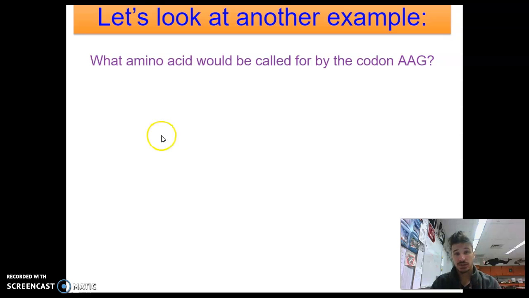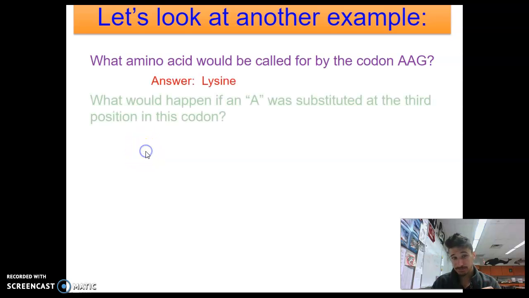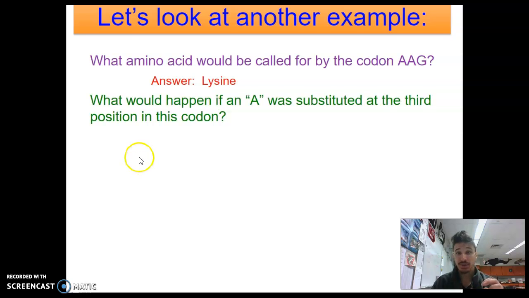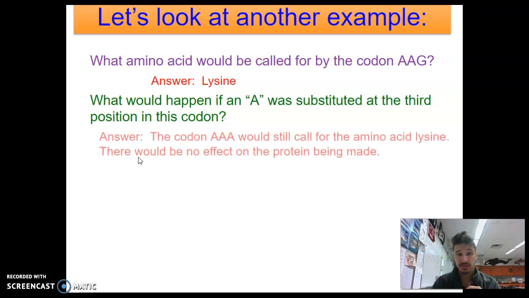Now, let's look at one more example. So what amino acid would be called for by the codon AAG? Take out your codon chart right now, AAG. The answer is lysine. Now what would happen if an A was substituted in the third position? So it would be AAA. So the codon AAA would still call for lysine. There'd be no effect on the protein being made, and this would be a silent mutation.